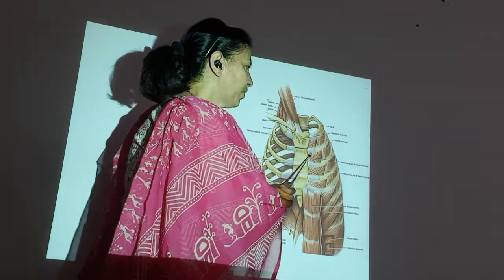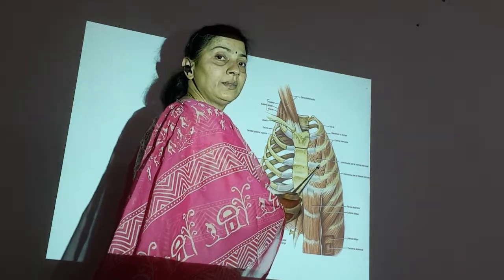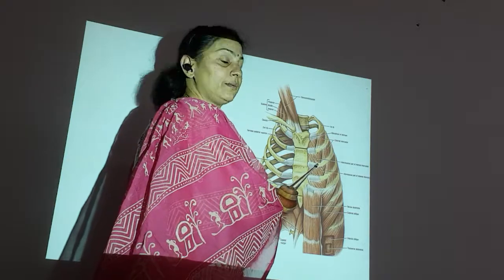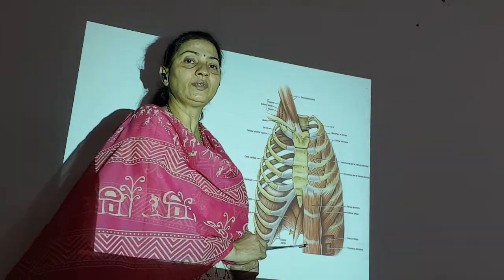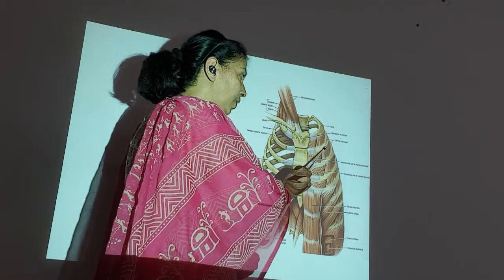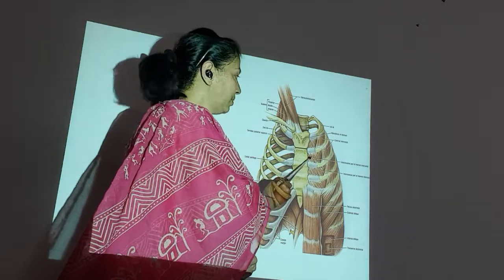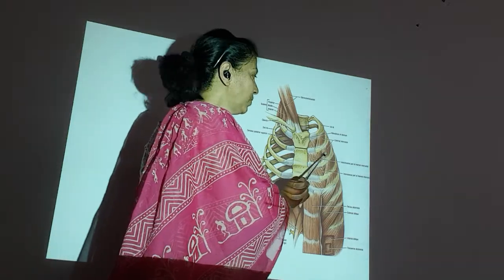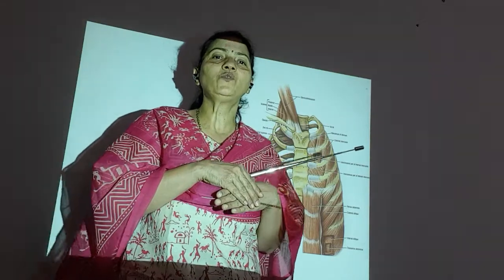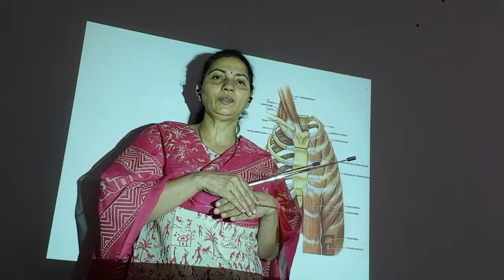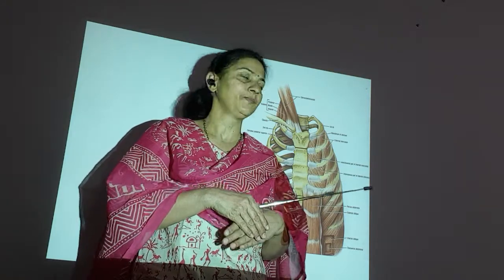The direction of the fibers of internal intercostal muscles are downwards, oblique, and backward. And what was the direction of external intercostal? Oblique, downward, but anterior. And this is going posterior, so that the two muscles will reinforce each other, so that there is no point left which is weak in nature.